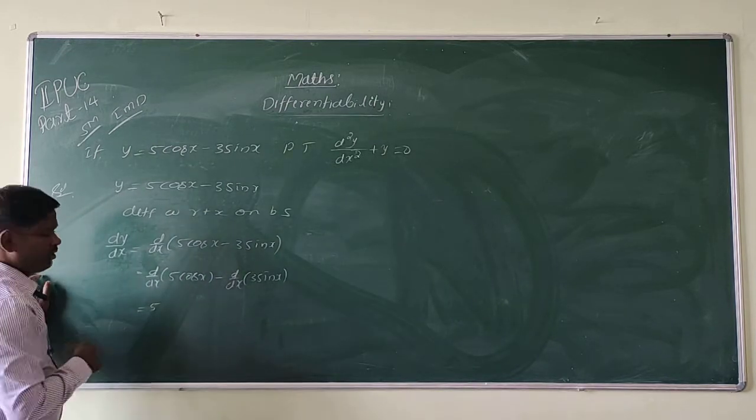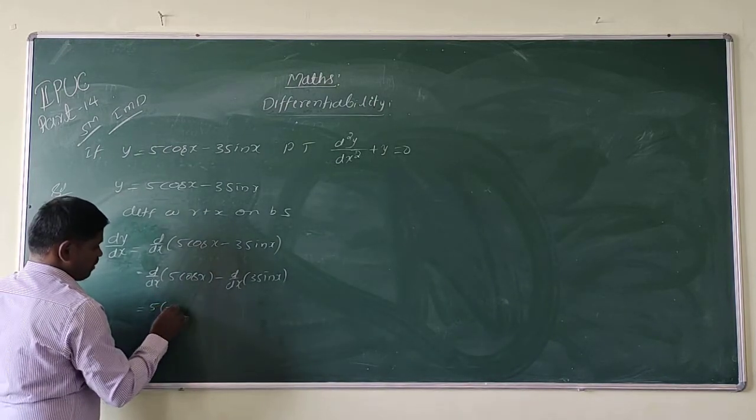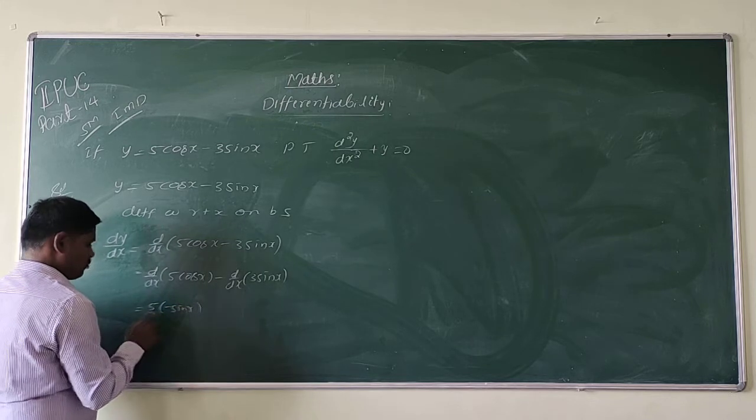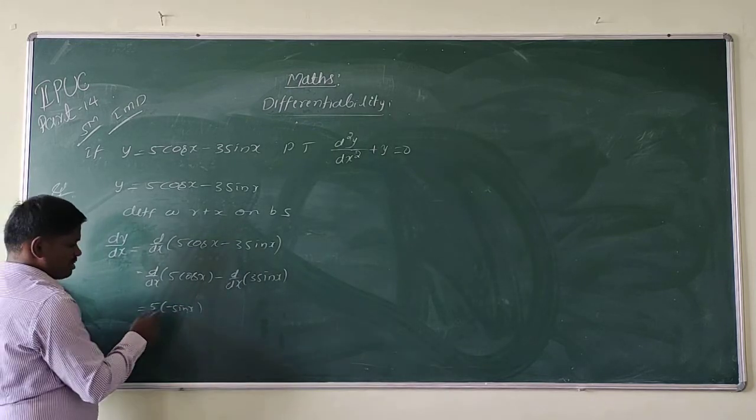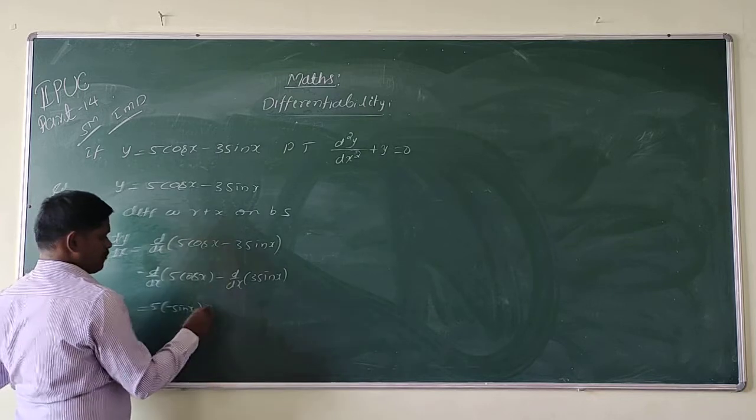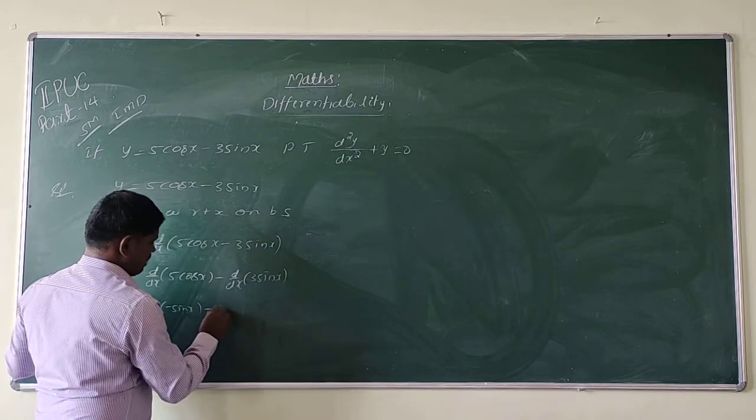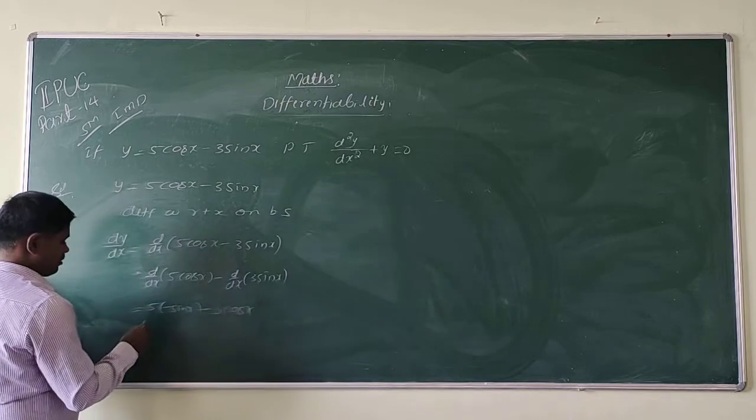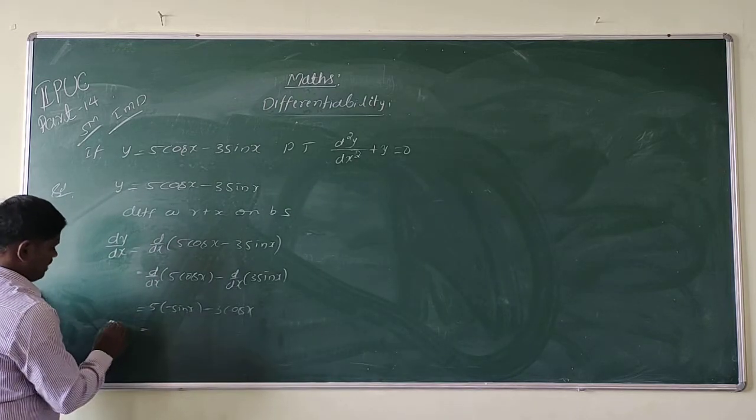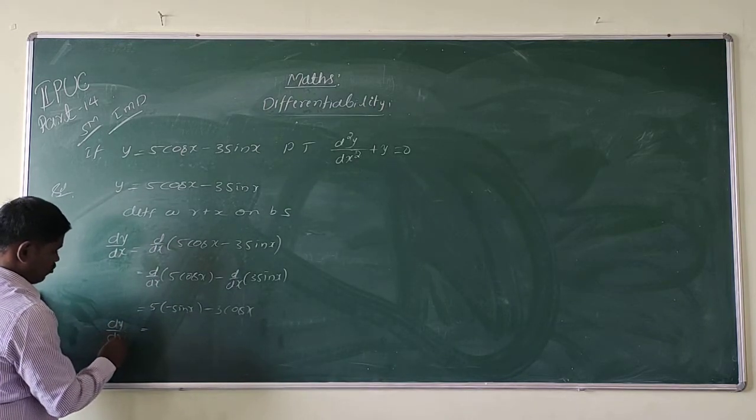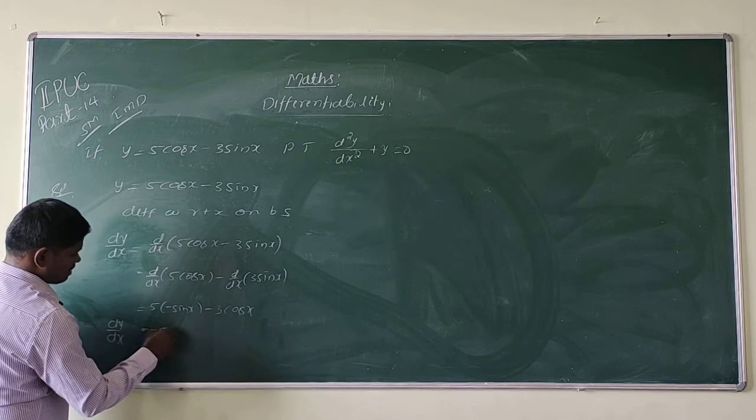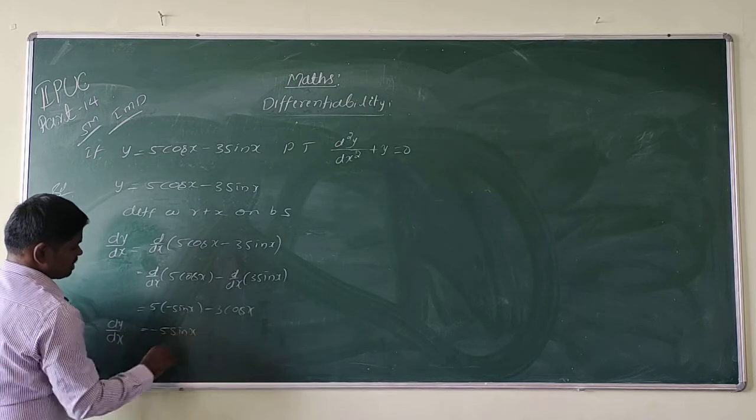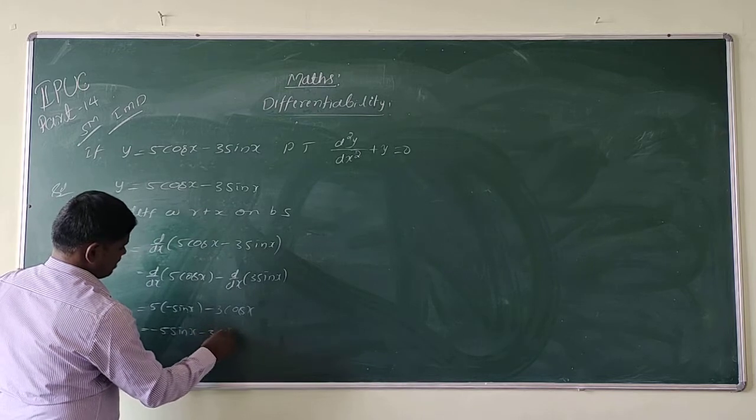Take it outside. Differentiation of cos x is minus sin x. You must put a bracket, okay, because here minus is there. So therefore minus 3 into, 3 is constant, so differentiation of sin x is cos x. Okay, so this is dy by dx. Therefore dy by dx is equal to minus 5 sin x minus 3 cos x.